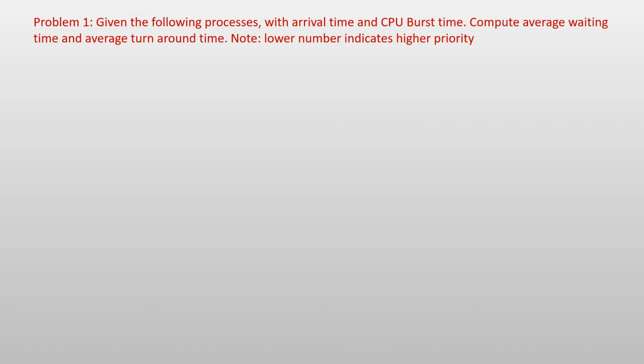Now let's go to priority preemptive. Now we have seen priority non-preemptive. Now priority preemptive means that if the process P2 that arrives after P1 has a higher priority, it will take up the CPU by removing P1 from the CPU.